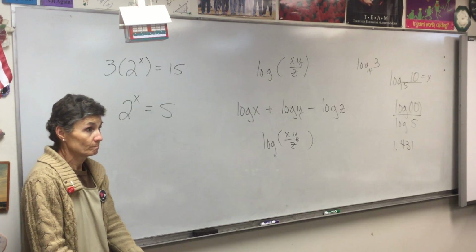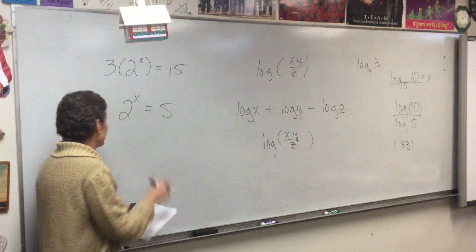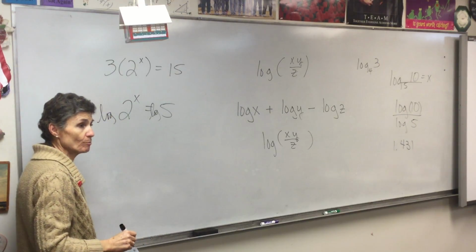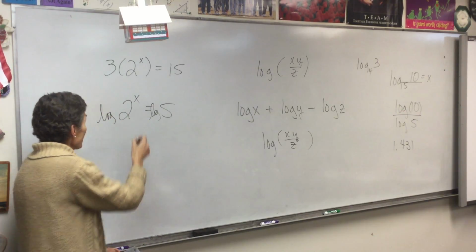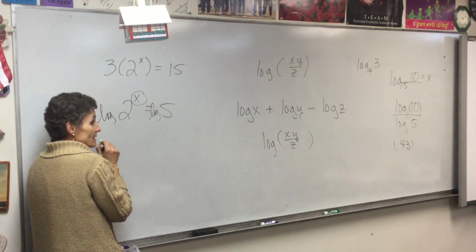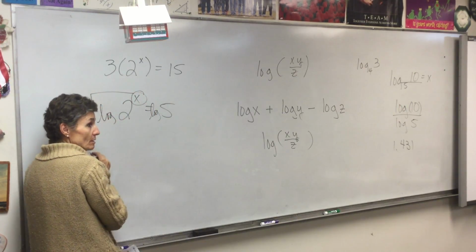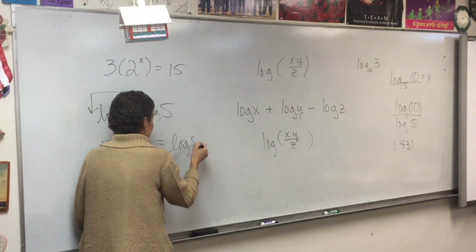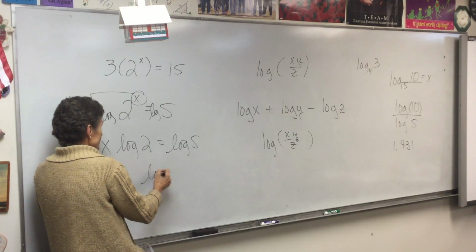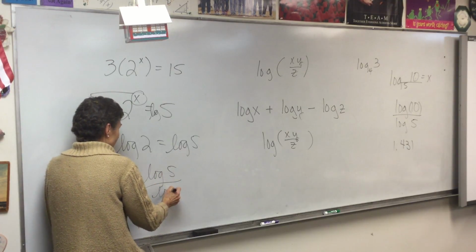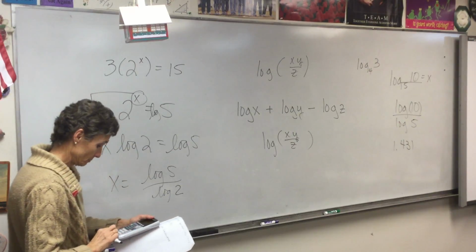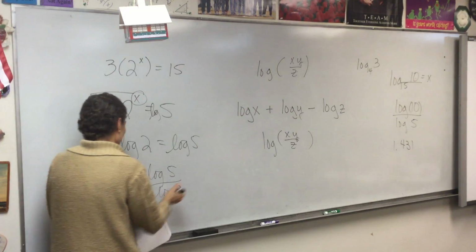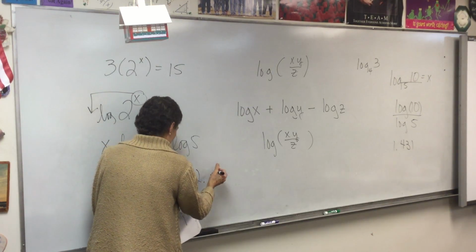Log each side. Very good. And what's the purpose of that? What good does that do me? It doesn't get rid of the exponent, but it brings it out front. So x log 2 is log 5. So x equals log 5 divided by log 2. That's 2.322.